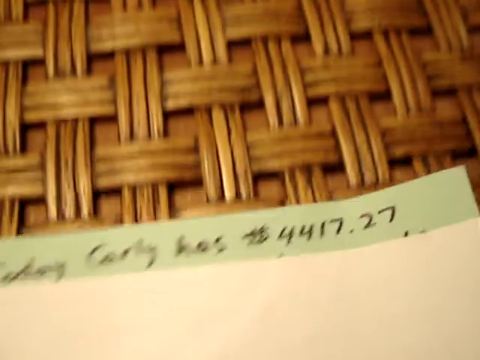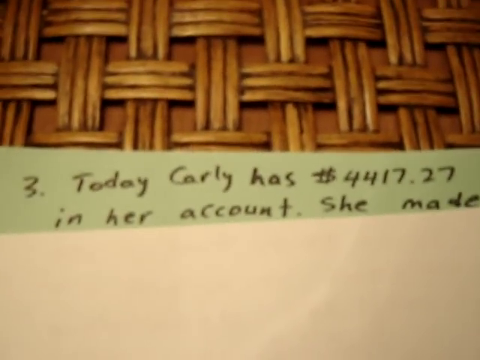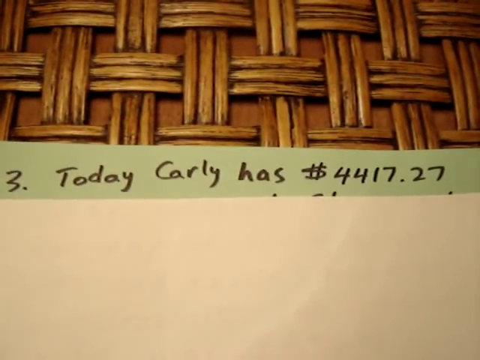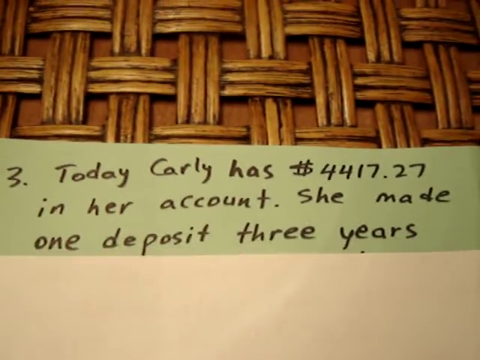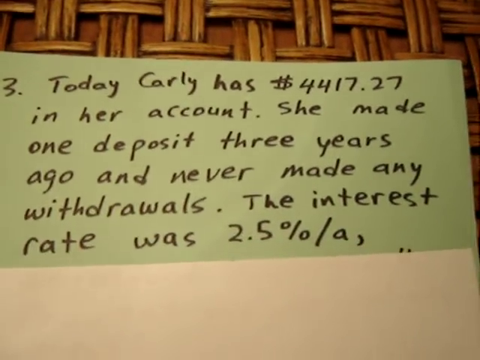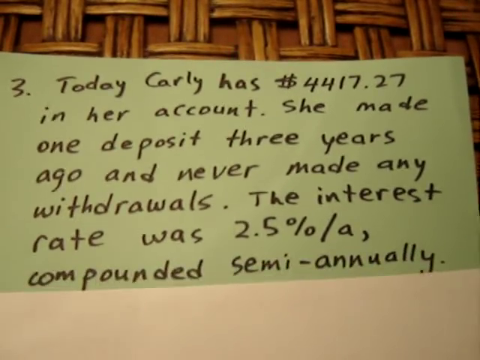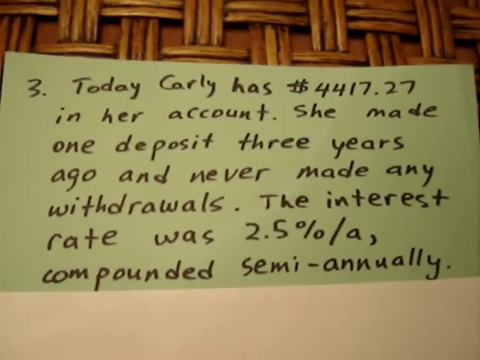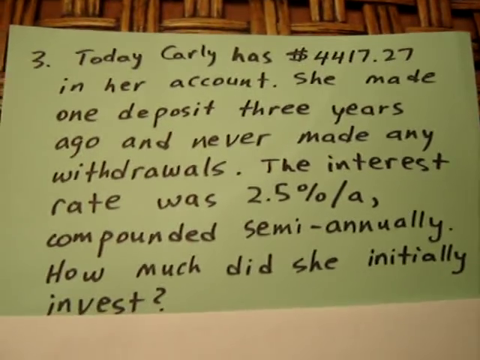Today, Carly has $4,417.27 in her bank account. She made one deposit 3 years ago and never made any withdrawals. The interest rate was 2.5% per annum, compounded semi-annually. We'd like to know how much did she initially invest.